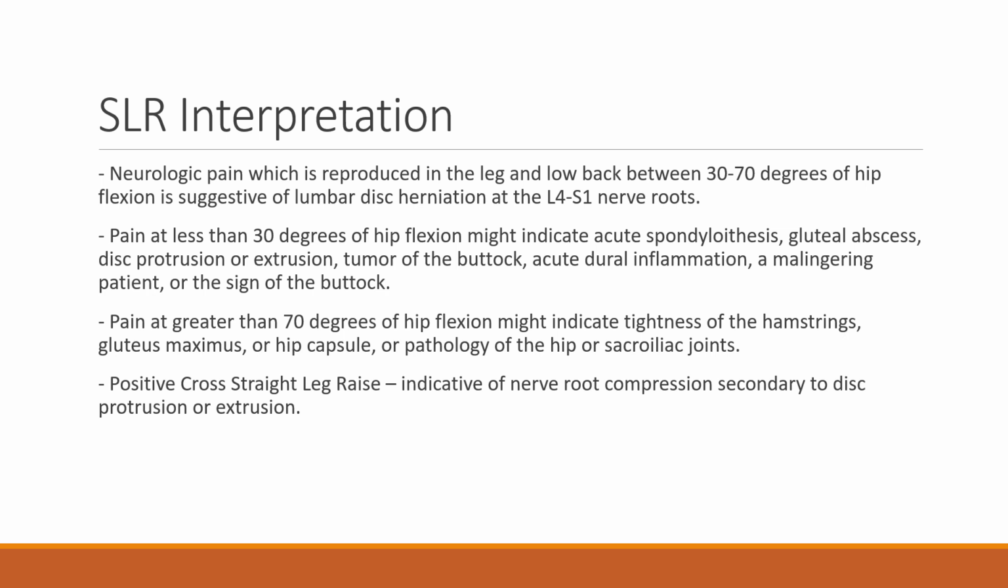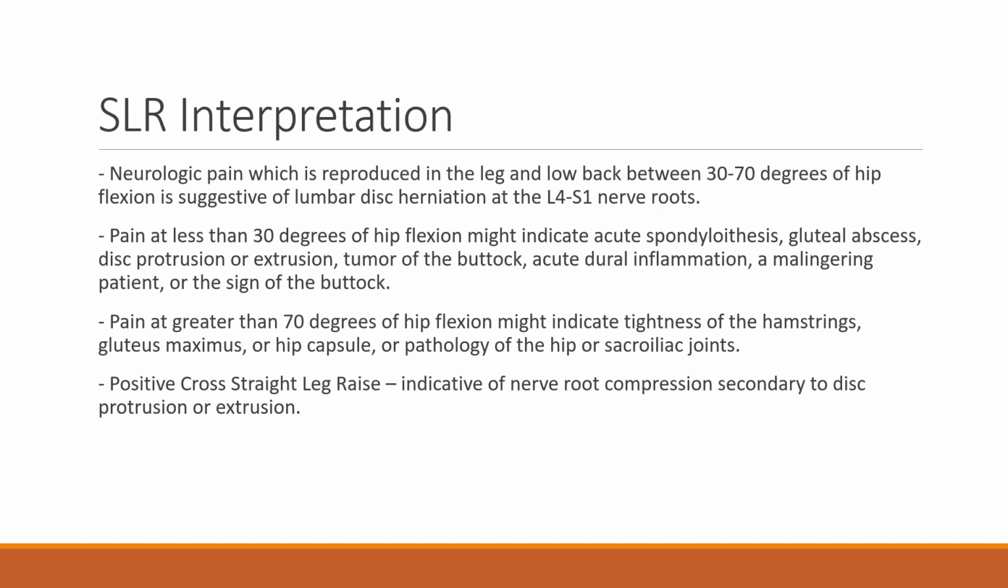So how do we interpret the straight leg raise? When we look at the degrees of hip flexion that we get, that's going to help us understand what tissues are likely implicated. If we can get to the area between 30 and 70 degrees of hip flexion and we reproduce symptoms with that, it's most likely suggestive of a lumbar disc herniation at the L4 through S1 nerve roots. If we can only get to 30 degrees or less of hip flexion, we start to look at some of those diagnoses here.